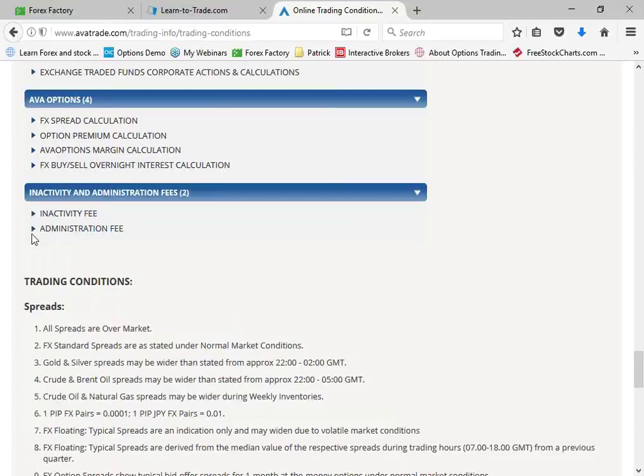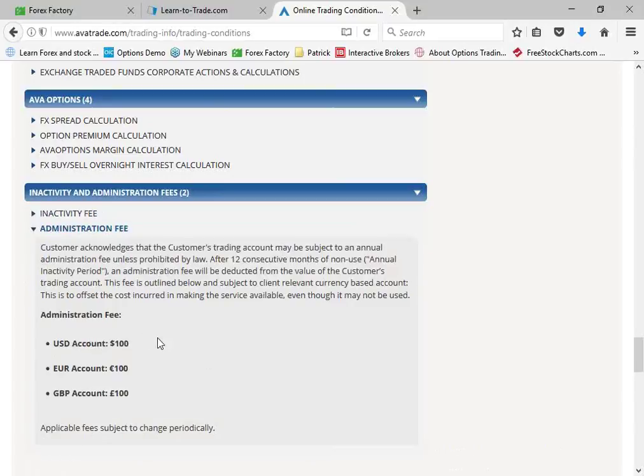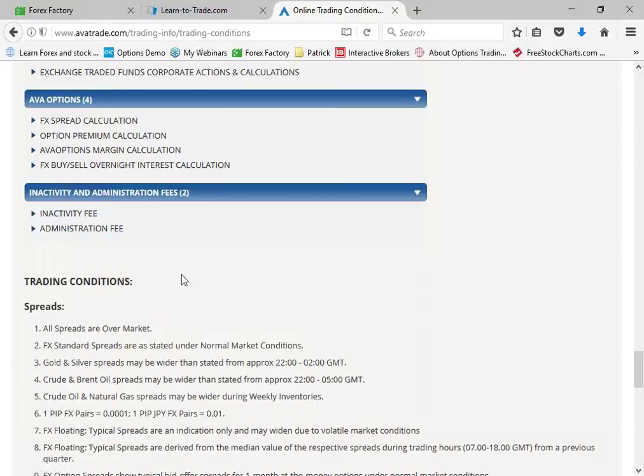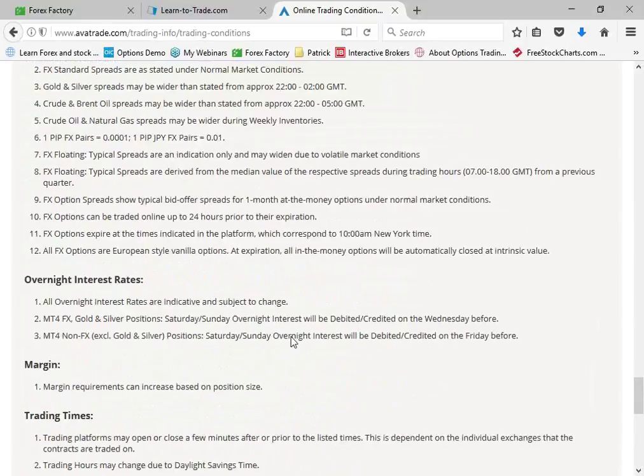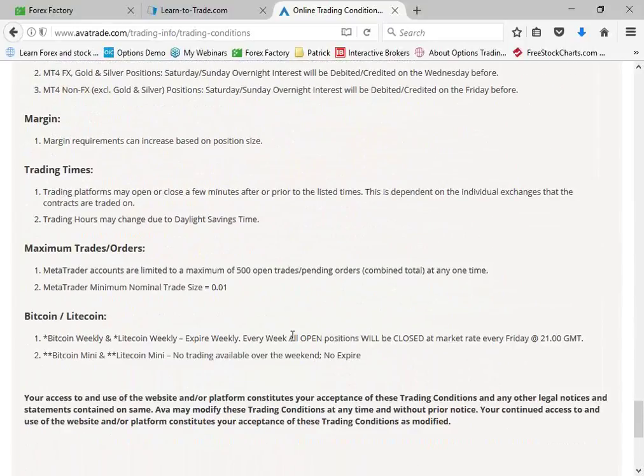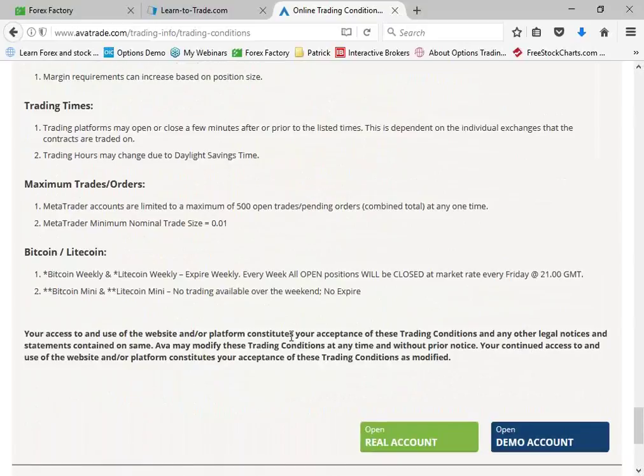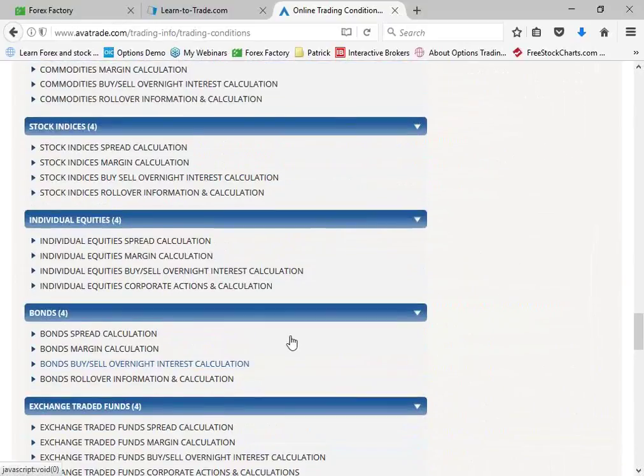They also have an admin fee. Basically, the customer acknowledges that the customer's trading account may be subject to an admin fee unless prohibited after 12 months of consecutive non-use. So if you don't use your account for 12 months, they're going to charge $100. Okay, so be aware of the conditions. Every company has a screen like this that tells you all their trading conditions that will impact your trading accounts. You just be aware of that before you open up your live account.